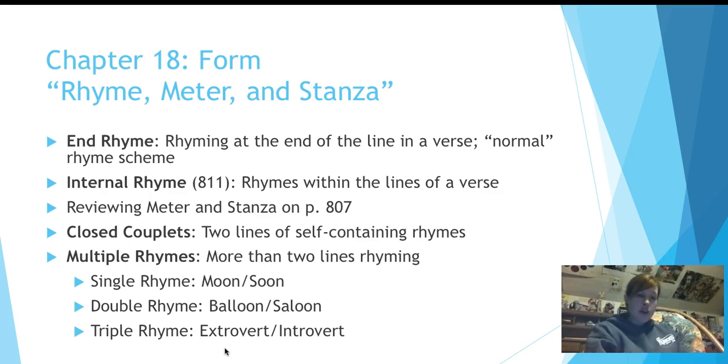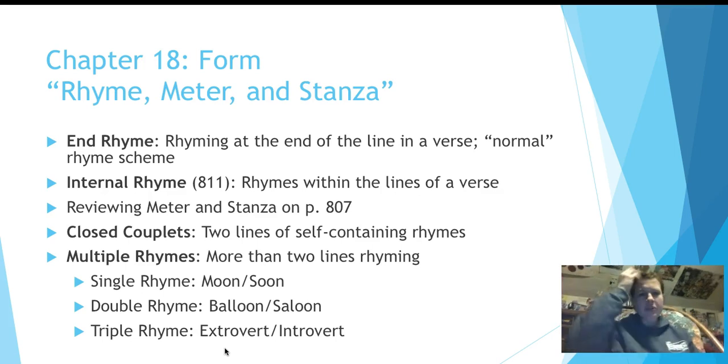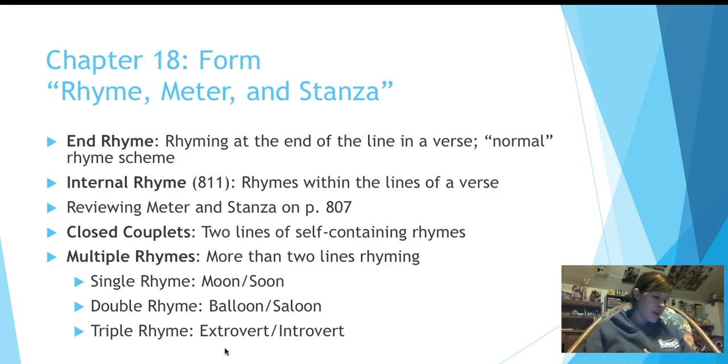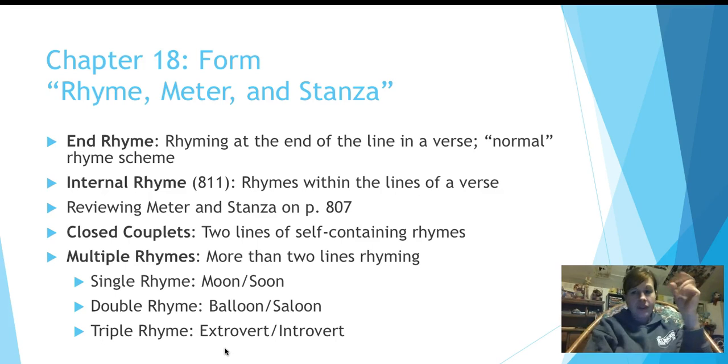Page 807 reviews meter and stanza, so it gives you again some different examples to look at there. We also have these terms on page 809, which are closed couplets and multiple rhymes. Closed couplets are pretty easy. It's just 2 lines of self-containing rhymes. So, for example, if you have your pattern, we talked about pattern in the last presentation, but if you have an A-A-B-B pattern, those are closed couplets.